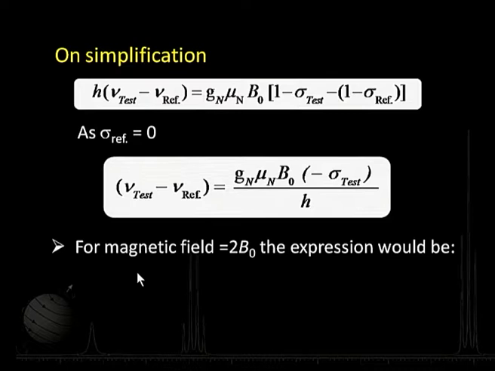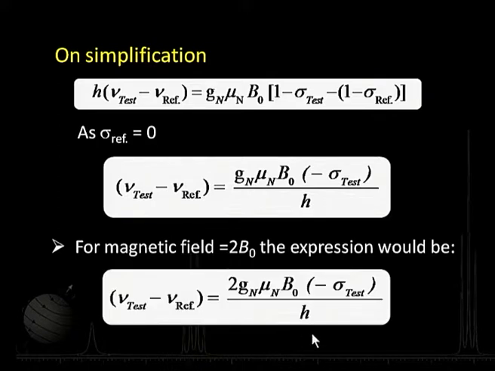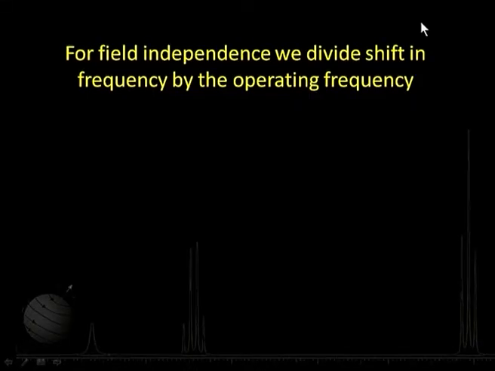If I go further, we find that this is my frequency for a given field. If I take the field to be about twice that field, the frequency will become just twice of the same thing. This indicates that the frequencies of a given signal with respect to my reference compound depend on the field, which we cannot afford to continue with. So, we need to make it field independent, and that field independence can be achieved by dividing this shift in frequency by the operating frequency.